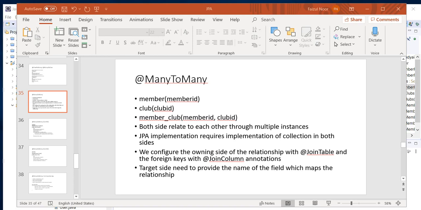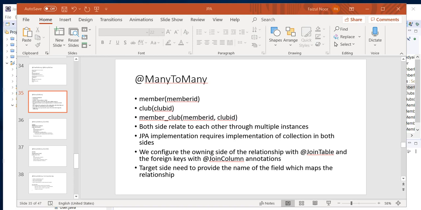And in order to hold the many-to-many relationship, we need to have another table, which I have defined over here as the member club. We are going to put both the fields over here, the member ID and the club ID. So the member will be connected to the member club and also the club is connected to the member club. Member is connected to the member club through the member ID, a primary key foreign key relationship, and then the club is connected to the member club through the club ID, a primary key foreign key relationship between club and member club. So that's from the database side.